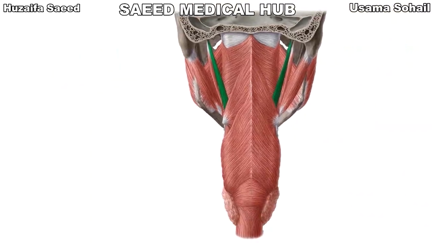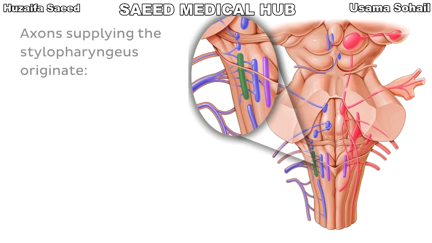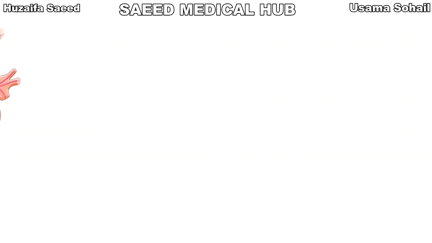I will quickly go back to this image of the cranial nerve nuclei seen from the dorsal view of your brainstem, where you can see that the axons supplying this muscle originate from the nucleus ambiguus in the medulla oblongata. Now that we covered all the functions and relating anatomy of the glossopharyngeal nerve, I would like to briefly cover a couple of main clinical notes.